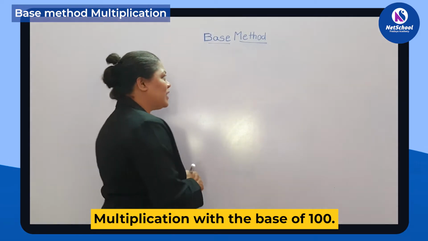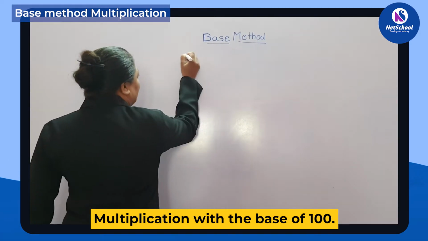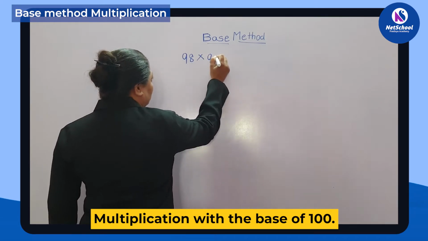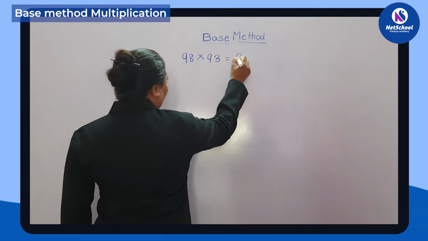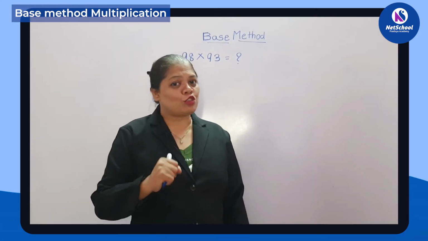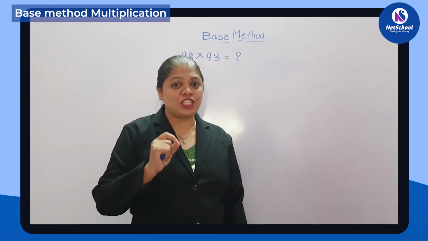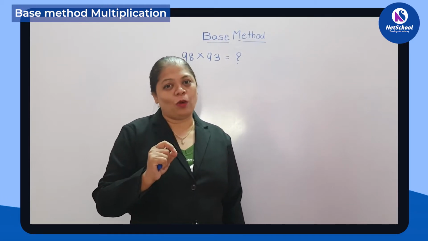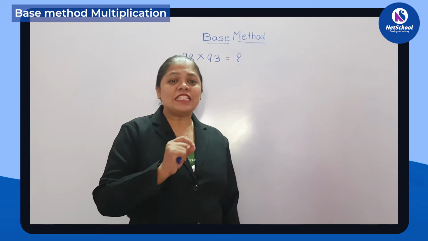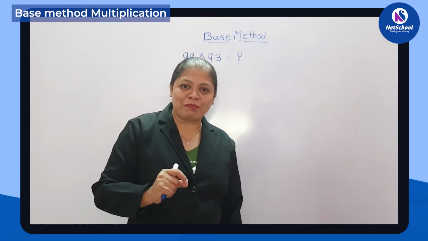So here I am taking one example: 98 into 93 is equal to question mark. Is it possible to solve this example in just a few seconds? I hope with the school method it is impossible. So let's see, is the base method going to help us?